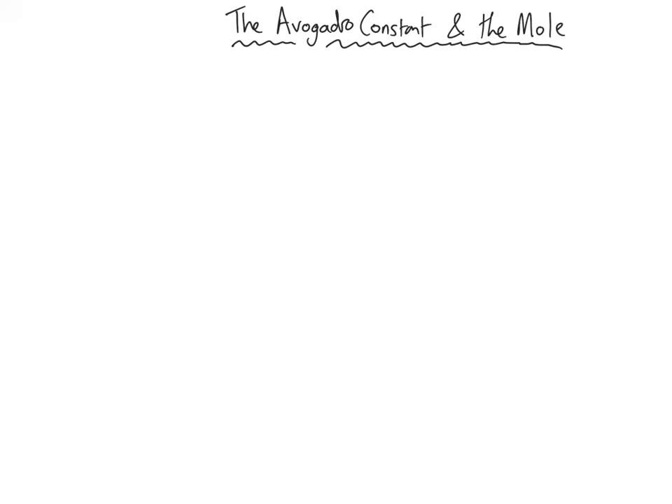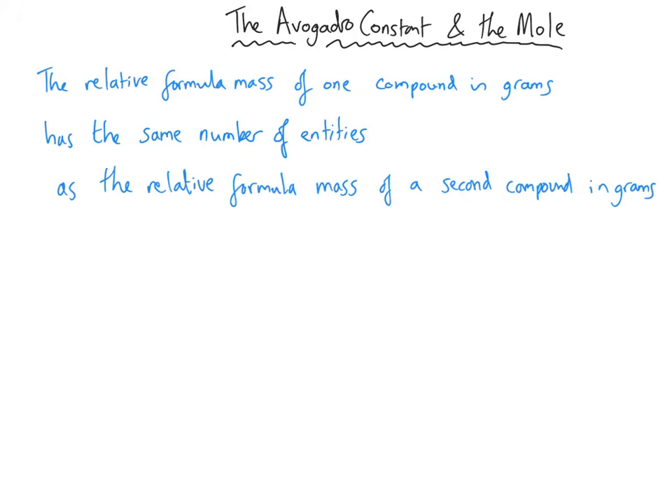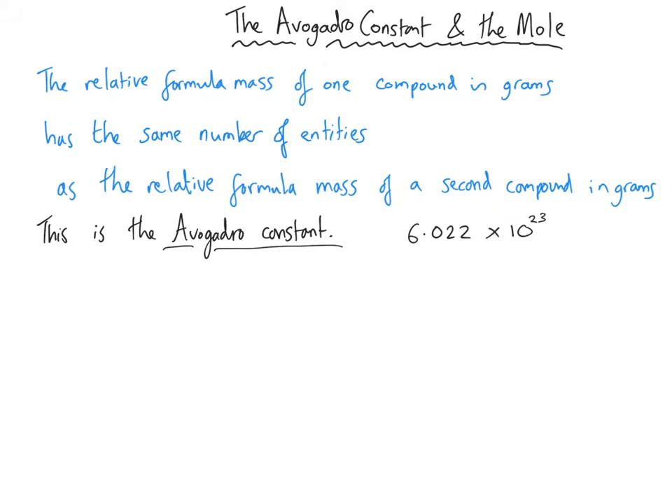Now, if you weigh out the relative molecular mass or relative formula mass, or Mr, of a compound in grams, you have the same number of entities in each of these. And so this number is given a constant, and that's the Avogadro constant. And this is a massive number, and it's 6.022 times 10 to the 23. So approximately 602,000 million million million. Massive number. And this number is called the Avogadro constant.